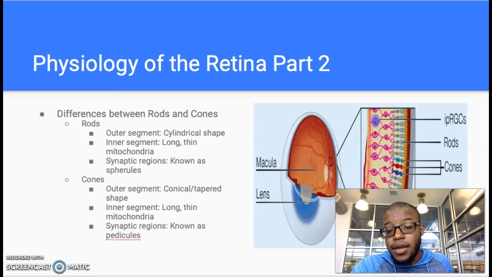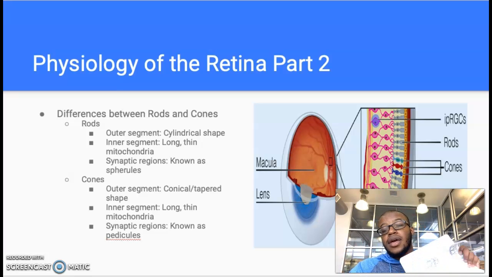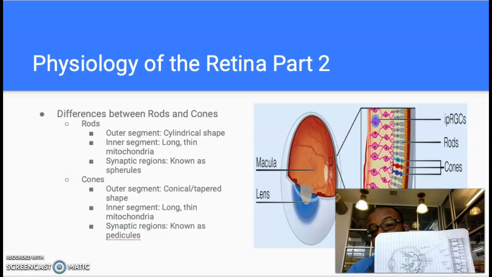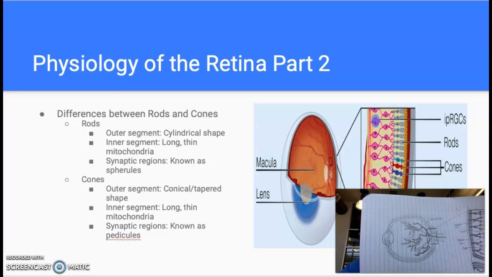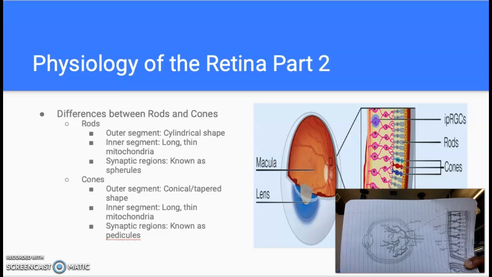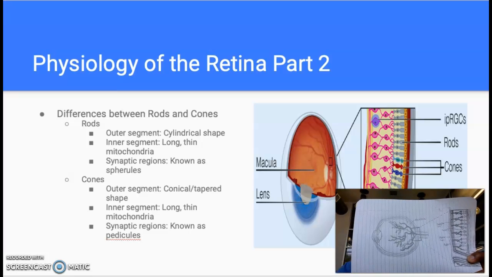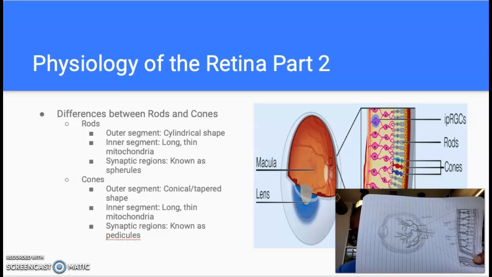That concludes my presentation. And here you can see a diagram of the eyeball along with the inner workings of the retina.